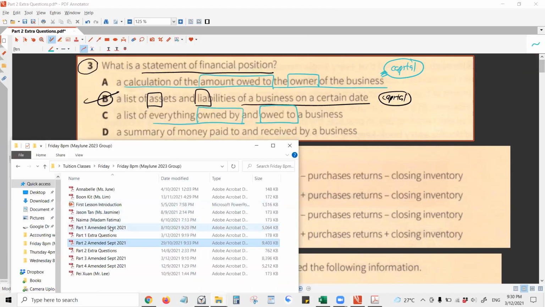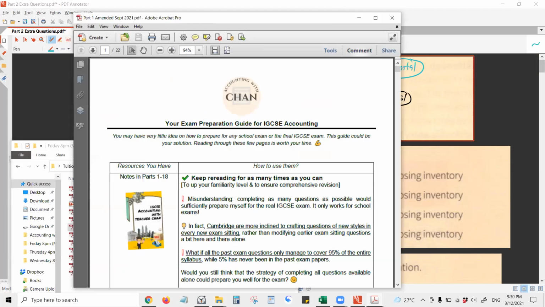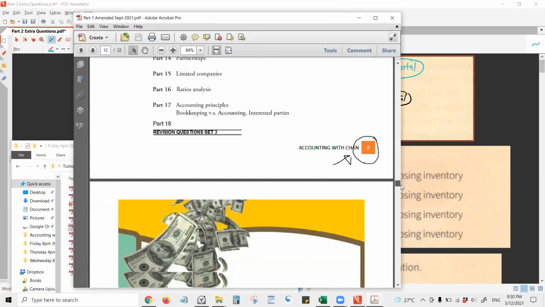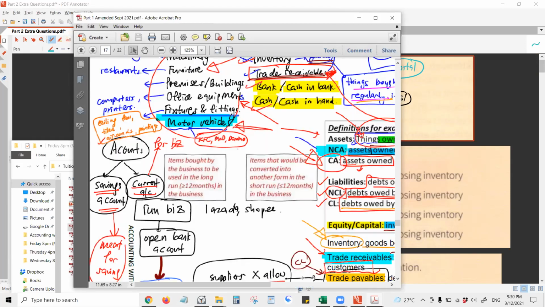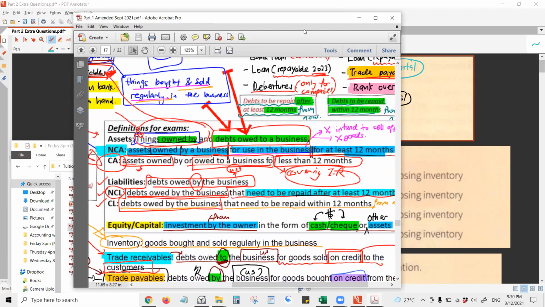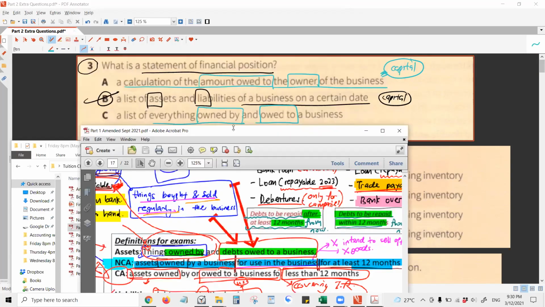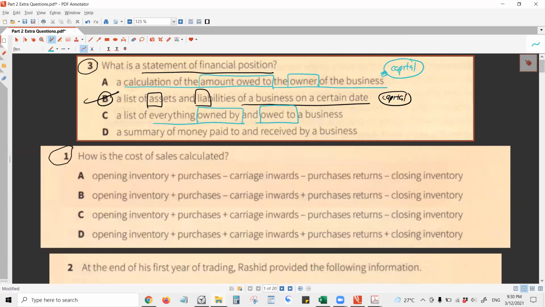So you see your part 1 again. What is the C talking about? I know it's very messy, but your notes should look better. So a list of everything owned by and owed to a business. Do you see the definition for the word assets? Owned by or owed to a business. The C is talking about assets only. So therefore, C is not the answer because C refers to assets only.